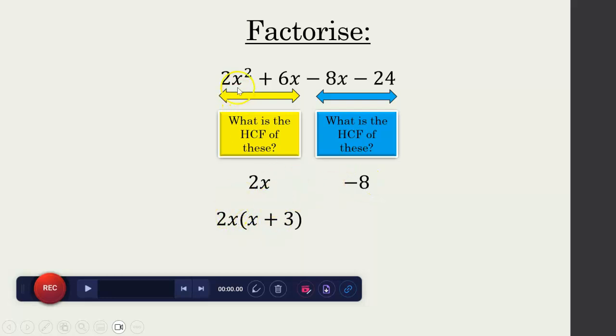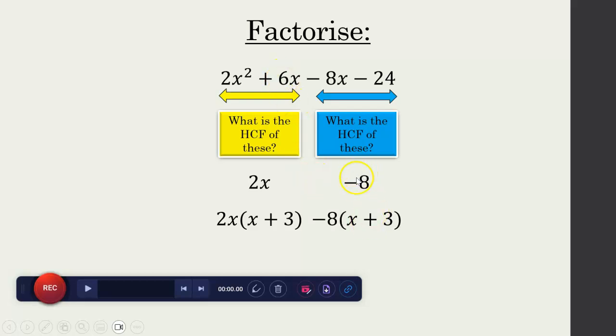Now I can rewrite it. Now how did I get this? We saw in the previous video, once we take out the highest common factor, we have to rewrite these two things. So 2x by x, that's where 2x squared comes from. 2x by 3, well, that's 6x. So all I've done is put these two things into a bracket. If I multiply 2x by these two things, I'll get these two things back.